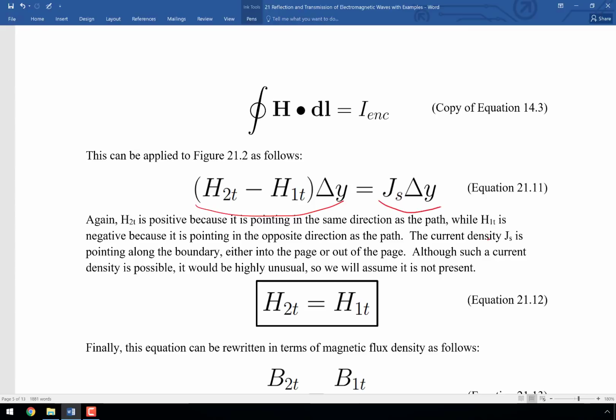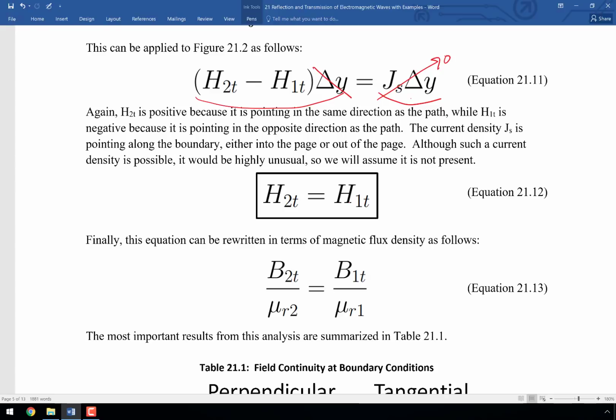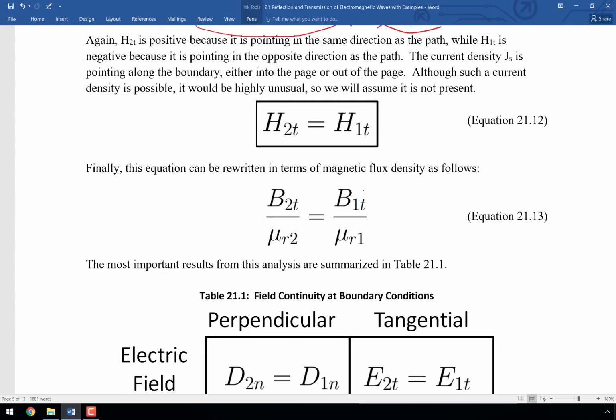So this J sub s times delta y would give us the possibility that there would be a surface current density. But in reality, there isn't. I mean, in the problems that we're working with, we're going to omit that surface current density. We're glad to know that it could impact the result, but in the problems we're working with, it's not going to impact the result. So the right-hand side goes to 0. We can then cancel the delta y. We find that H sub 2t equals H sub 1t. Or if we would rather, we can write it in terms of B sub 2t and B sub 1t.